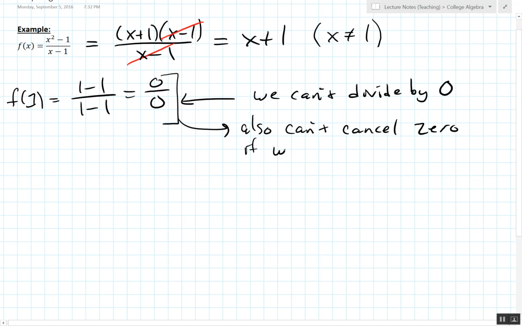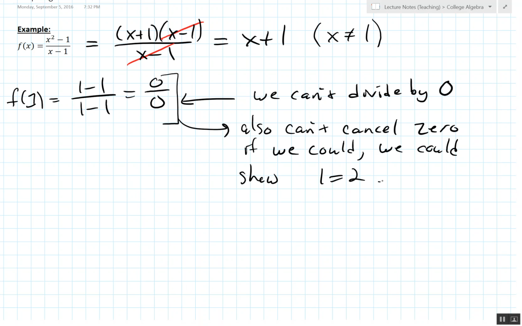If we could, we could show 1 equals 2, for example. So the idea here is that you can't cancel off 0 over 0 in a fraction because we get undesired behaviors. And in fact, the 0 over 0 behavior gets its own topic in a later course because it has such unpredictable behavior. So these are kind of the two mistakes you want to avoid.